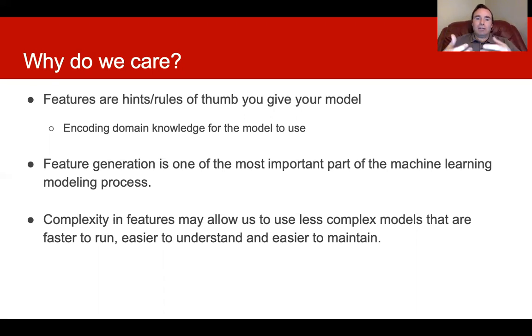I like to tend to think about feature engineering really as taking domain knowledge and encoding it in ways that your model can actually make use of. So it's kind of hints and rules of thumb that you're providing for the model to make its job easier and to make it more effective at detecting the thing that you're trying to predict.